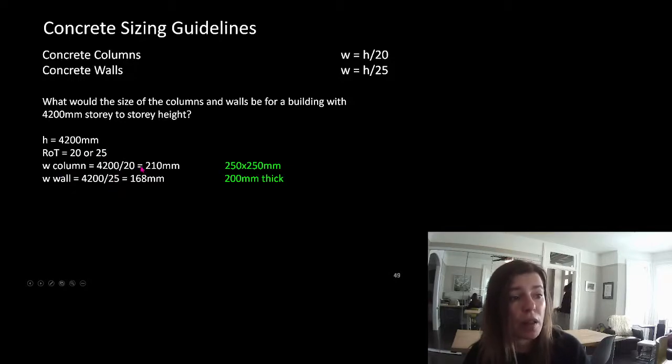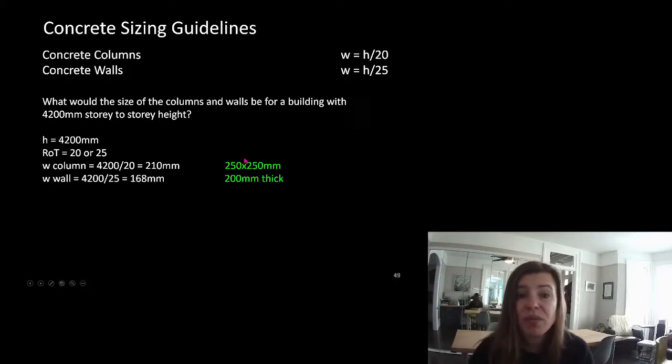So the columns need to be 210 dimension at least. So I would pick a 250 by 250 concrete column. The walls, they say 168. So I would go with a 200 millimeter thick wall. So this is great. We've got our columns and walls for this project.